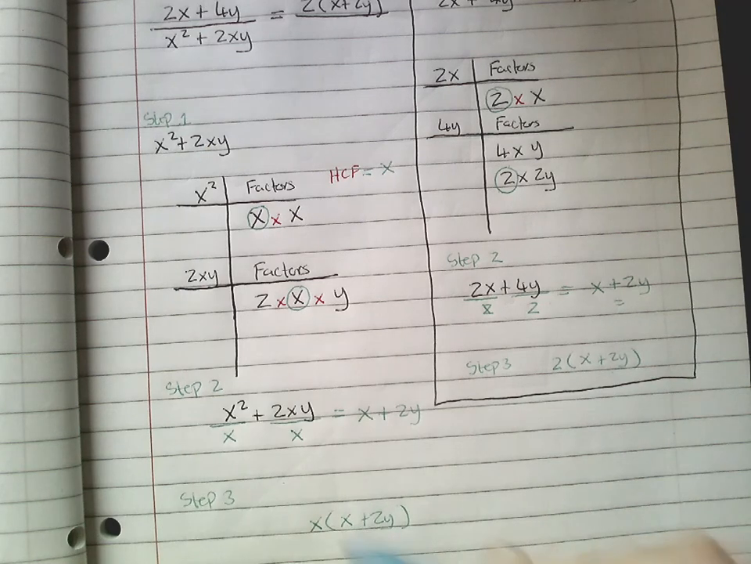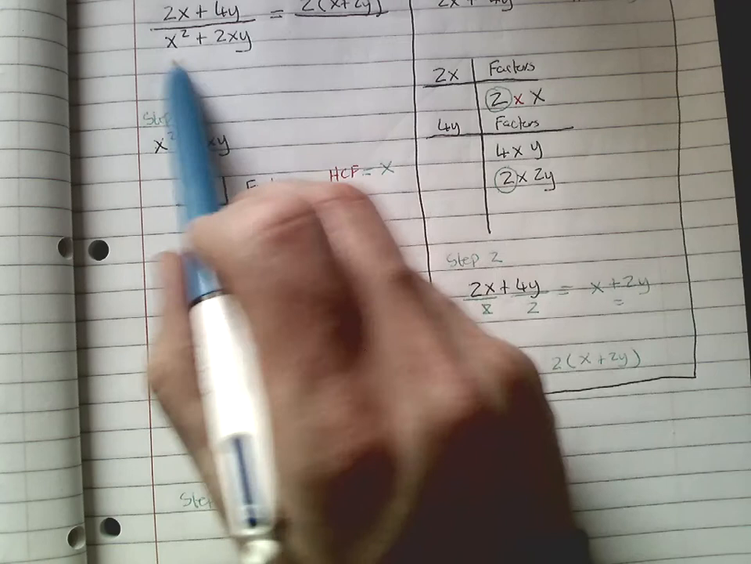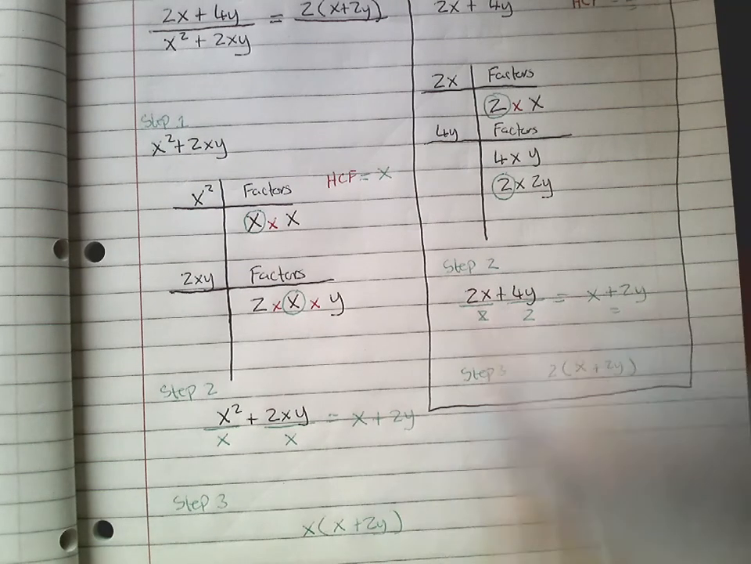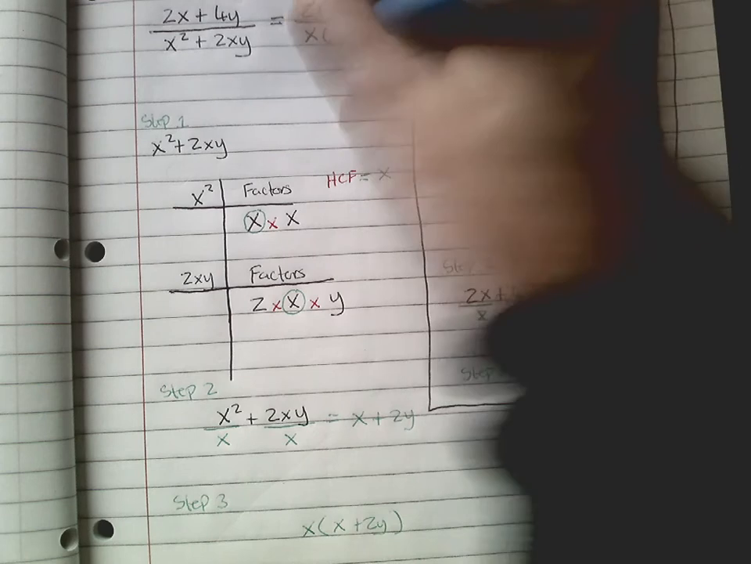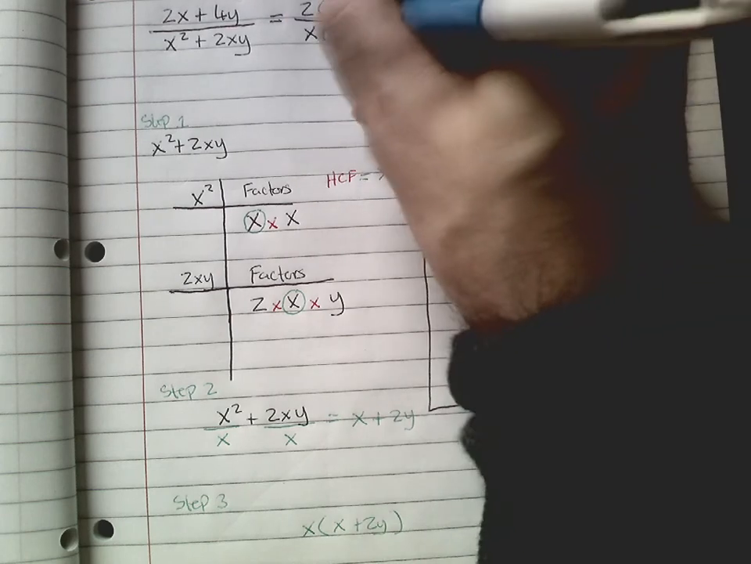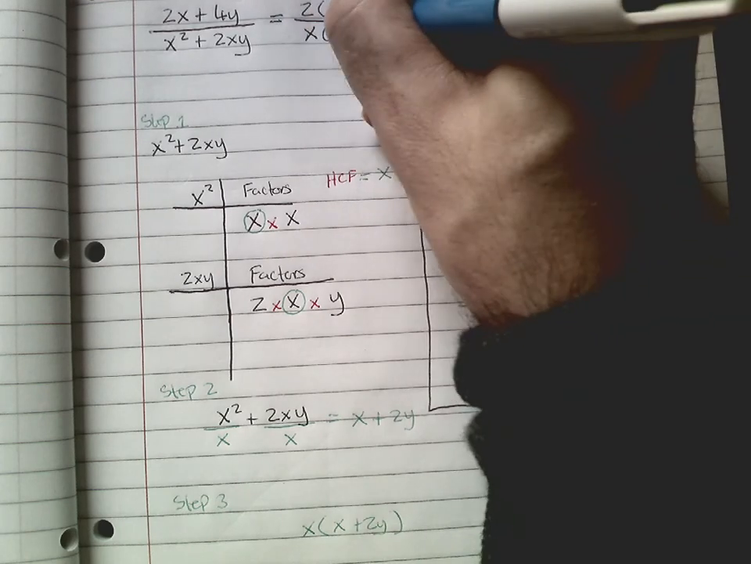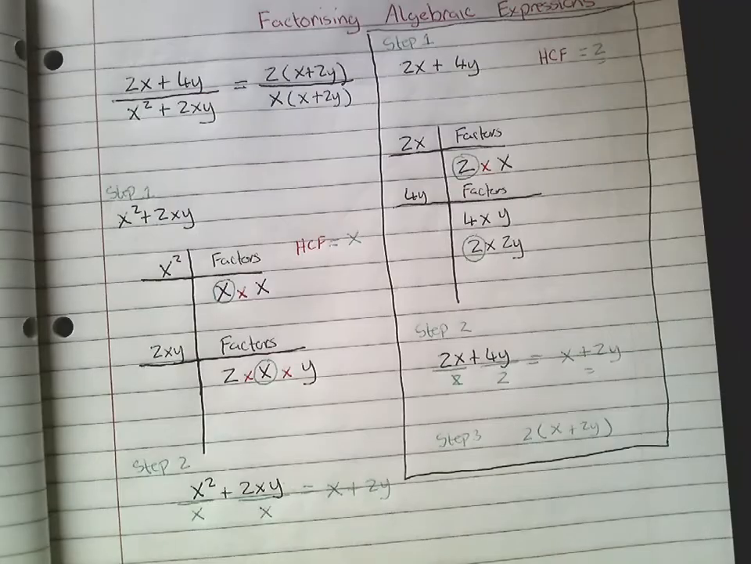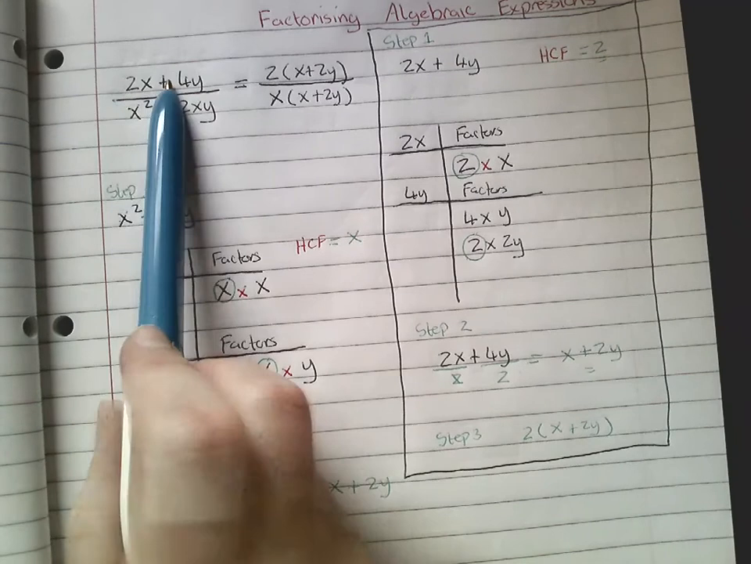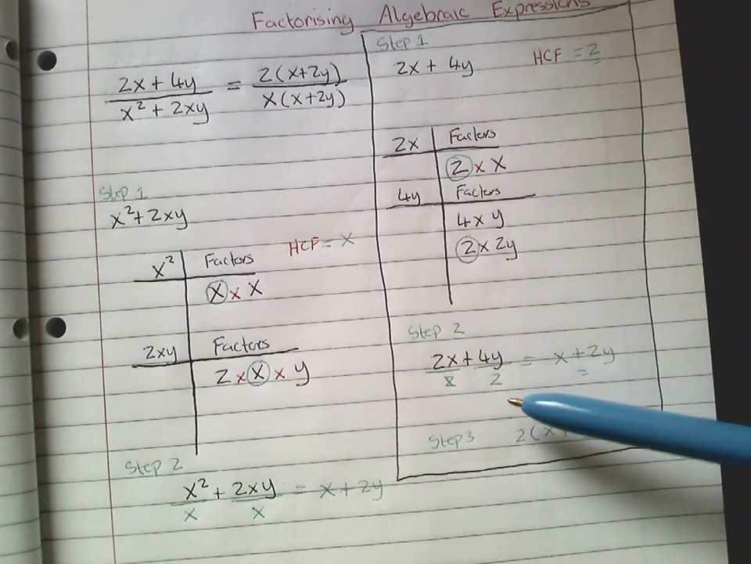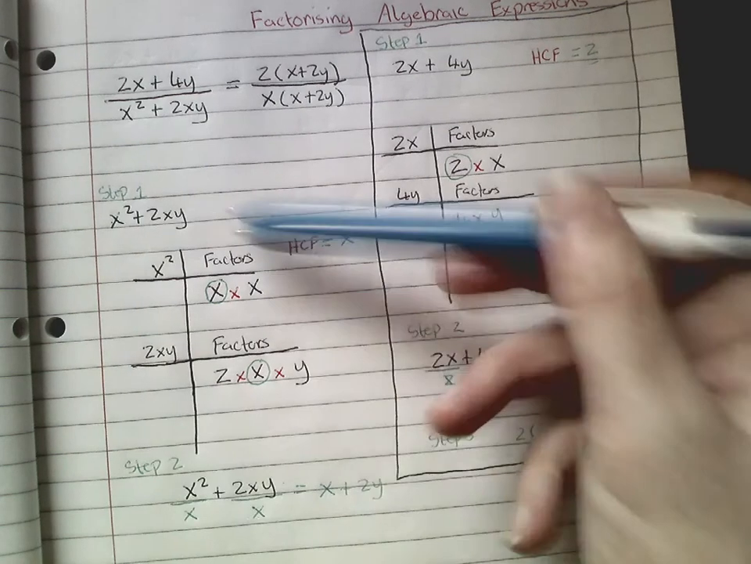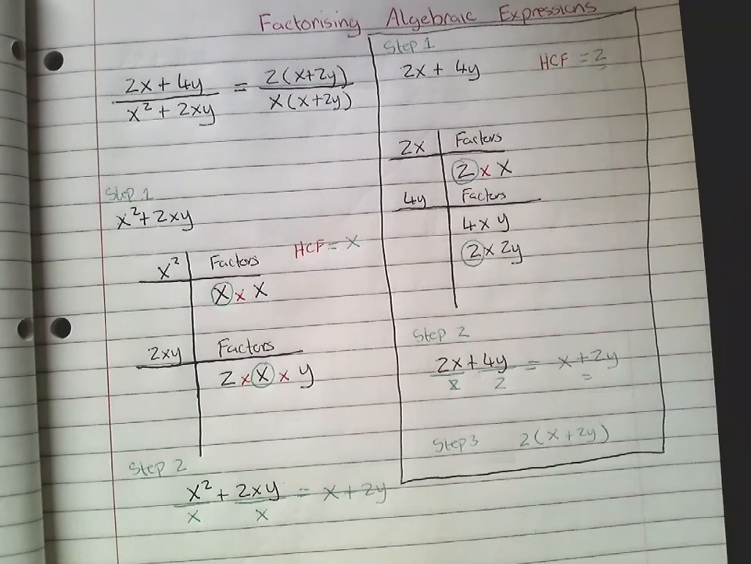So then I can take this, so this is factorizing this bottom part. I can write this up here. So this will be x times x plus 2y. Okay, so we've taken this top part and factorized it like so to get this. We've taken the bottom part and factorized it like so to get this guy here.